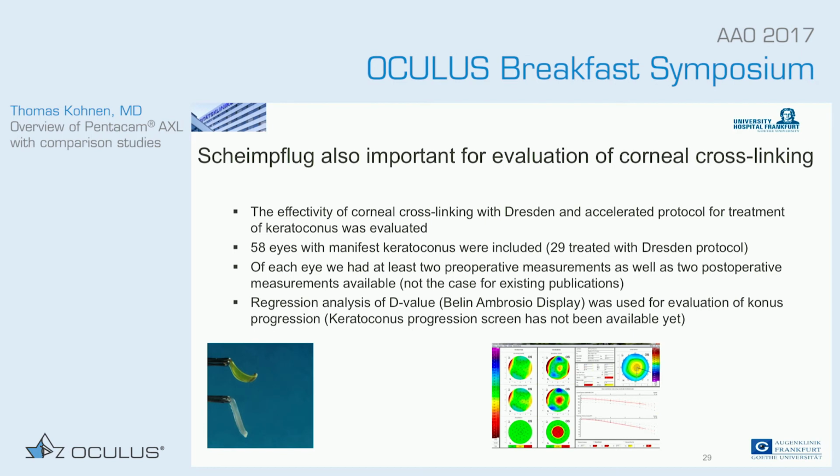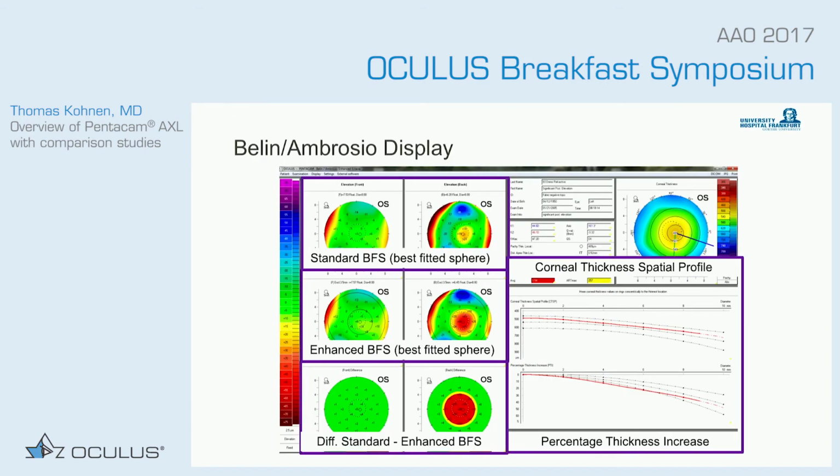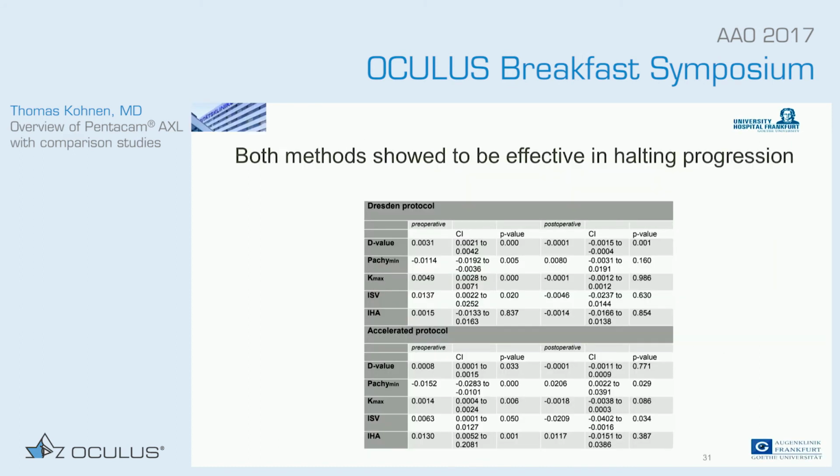Very shortly, we don't want to talk about the cornea, but overall, we also did a Scheimpflug study evaluating corneal cross-linking, and basically used the Belin Ambrosio to look at this. We found it also a very valuable tool for screening different areas for pre-treatment, comparing accelerated versus the usual cross-linking. Both methods proved to be effective in halting progression overall. This paper is also submitted.